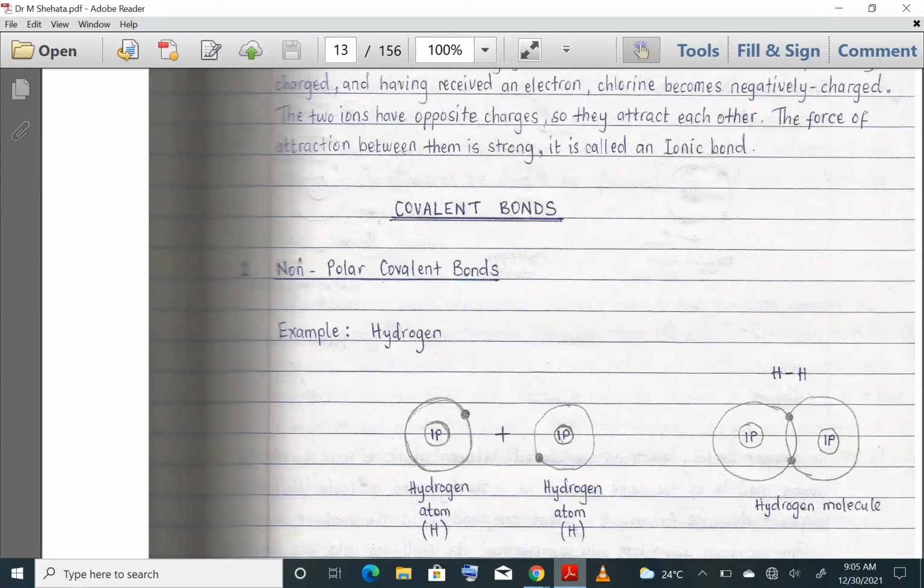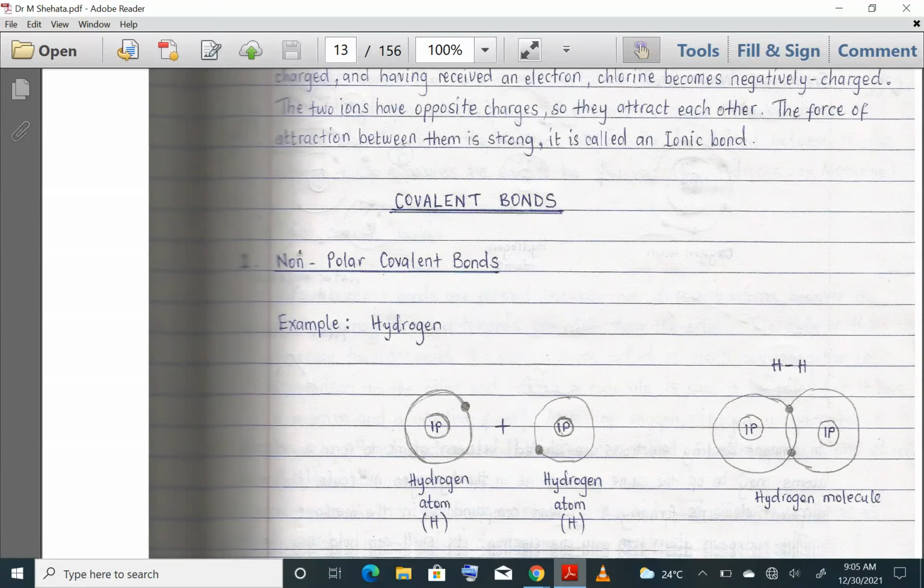So they are now both stable. When you look at this, it is hydrogen and hydrogen, so they are the same. In other words, we can say they've got the same electronegativity, because it's the same atom. So what's their difference? The difference in electronegativity is zero. So the electrons are going to be shared equally. They won't be put more on either side. They will just be shared equally, or if you want to put it another way, they'll be in the middle of the two atoms.